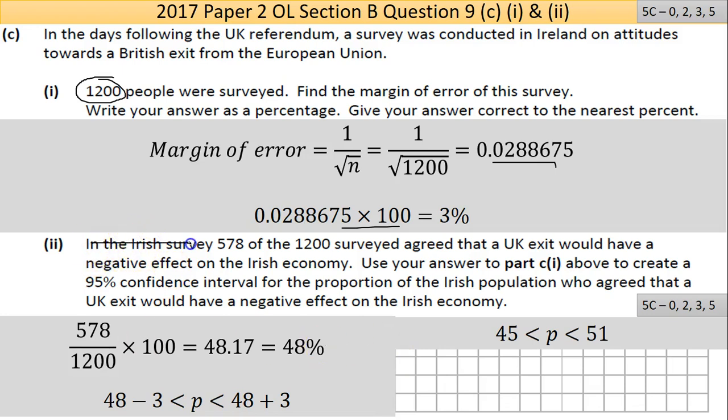So, blah, blah, blah, irrelevant. 578 of the 1,200 agreed that a UK exit would have a negative effect on the Irish economy. That's the premise. So the majority, well, actually not the majority, 622 people, I think, believed that it would not have a negative effect. Now use your answer to part one above to create a 95% confidence interval.